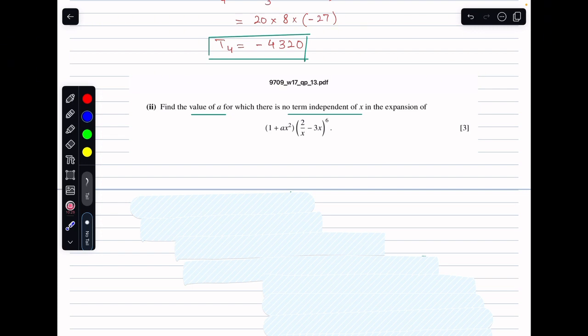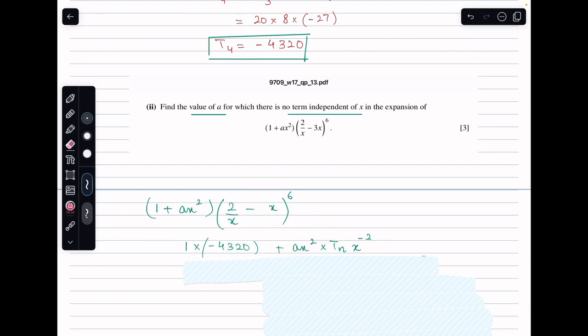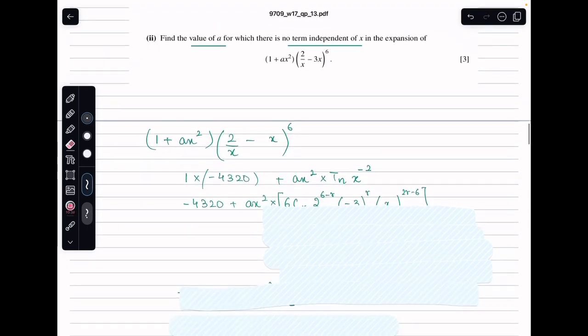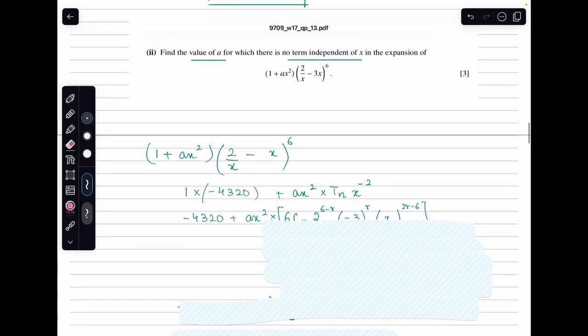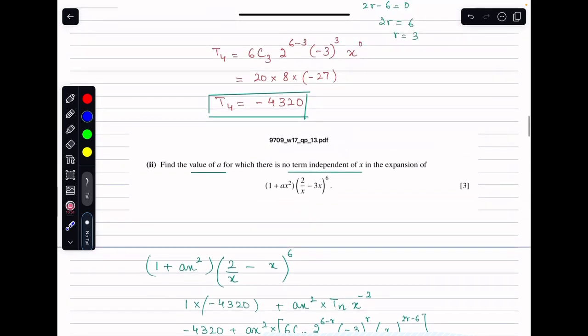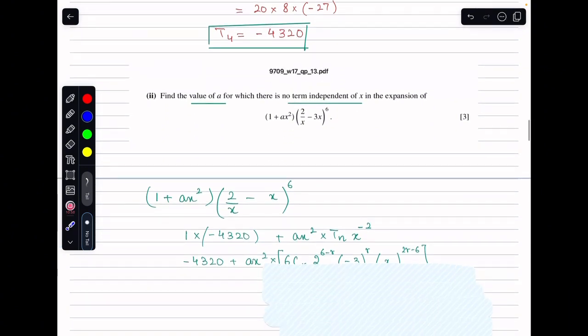So for no constant in the equation, again, I shall be using the term formula. And here I should do some critical thinking, where this should be (1 + ax²) times (2/x − 3x)^6. Here 1 should get multiplied by the term which we just found in part 1, which was independent of x. That means this was the constant negative 4320. So if this 1 gets multiplied by negative 4320, then obviously it's the term which is independent of x here.